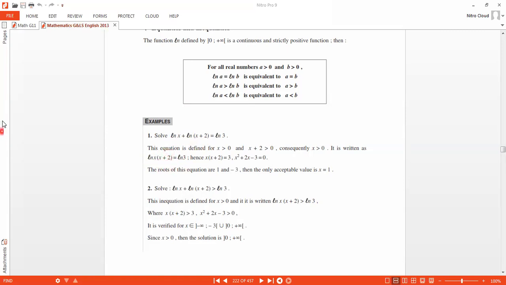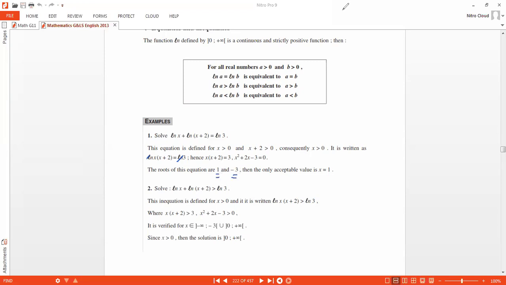Now I have one len to the right and one len to the left. I get rid of them. So I get x into x plus 2 equals 3. I solve it as an equation. And we have two roots, 1 and minus 3.